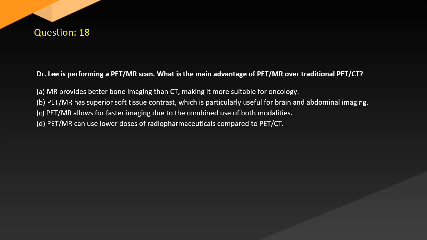Question 18. Dr. Lee is performing a PET/MRI scan. What is the main advantage of PET/MRI over traditional PET? A. MRI provides better bone imaging than CT, making it more suitable for oncology. B. PET/MRI has superior soft tissue contrast, which is particularly useful for brain and abdominal imaging. C. PET/MRI allows for faster imaging due to the combined use of both modalities. D. PET/MRI can use lower doses of radiopharmaceuticals compared to PET.